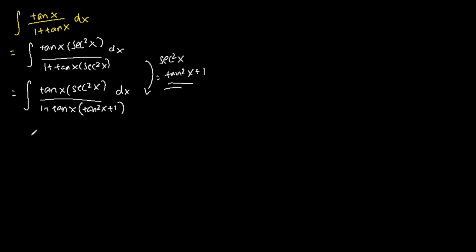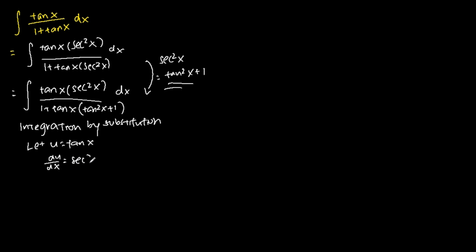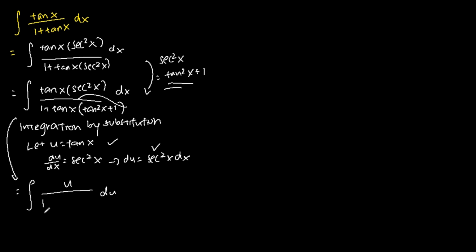Then we can apply the technique called integration by substitution. How do we go about applying it? We let u be equal to tangent x and differentiate u with respect to x. This gives us secant square x. Multiplying both sides by dx, we get du is equal to secant square x dx. Once we have these two formulas, we can change all the x's into u's. So we have the following. The secant square x dx becomes du, and tangent x is u, over 1 plus u squared plus 1.